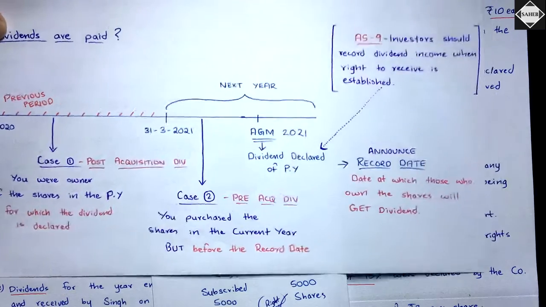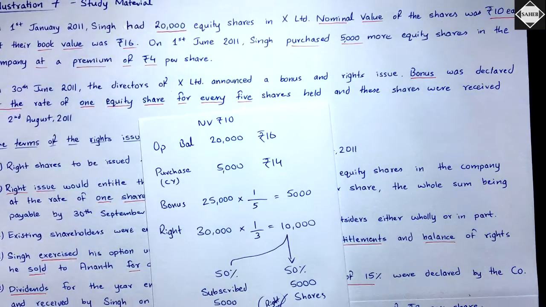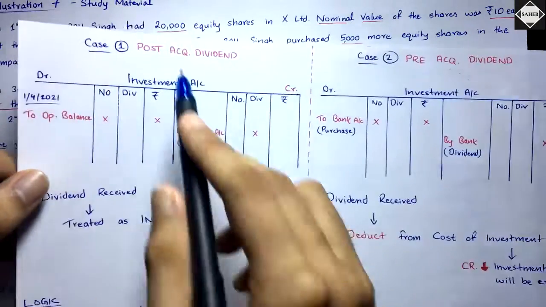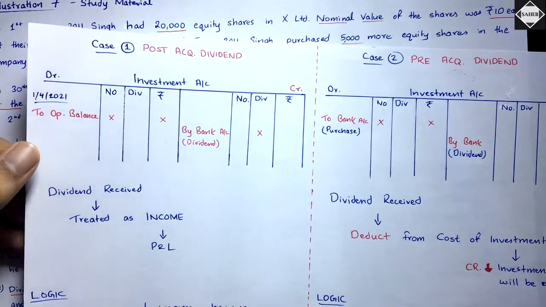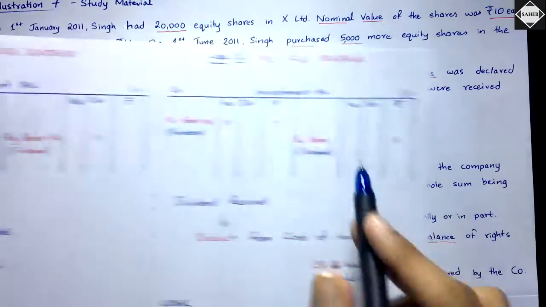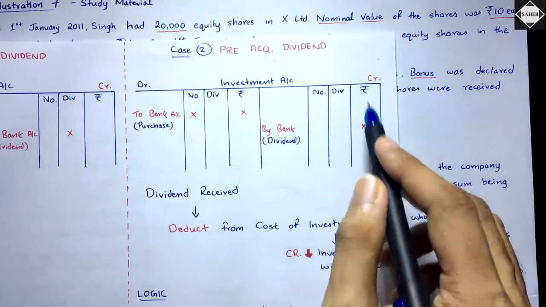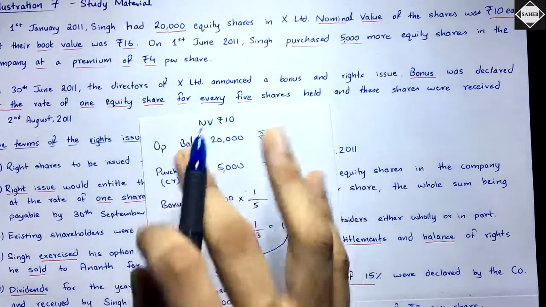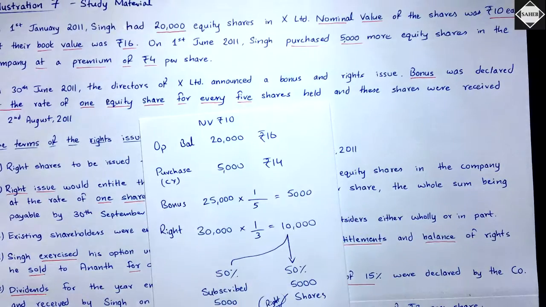And what was the accounting treatment for that? I hope you know all these things, because we have discussed them in much detail. Pre-acquisition dividend, deduct from the cost of investment, so you take it in the investment column. Post-acquisition dividend, treat it as simple income and take it in the dividend column. So on the opening balance, post-acquisition dividend; on purchase in the current year, pre-acquisition dividend. Is that clear?